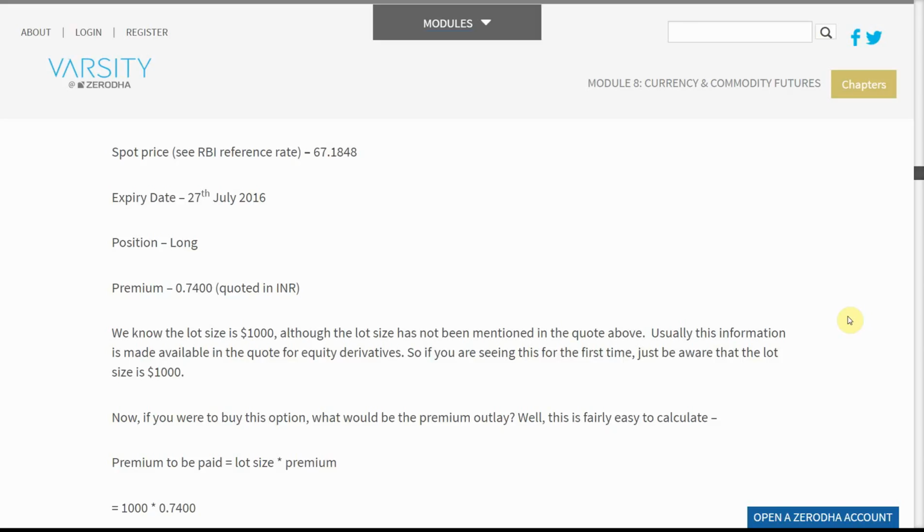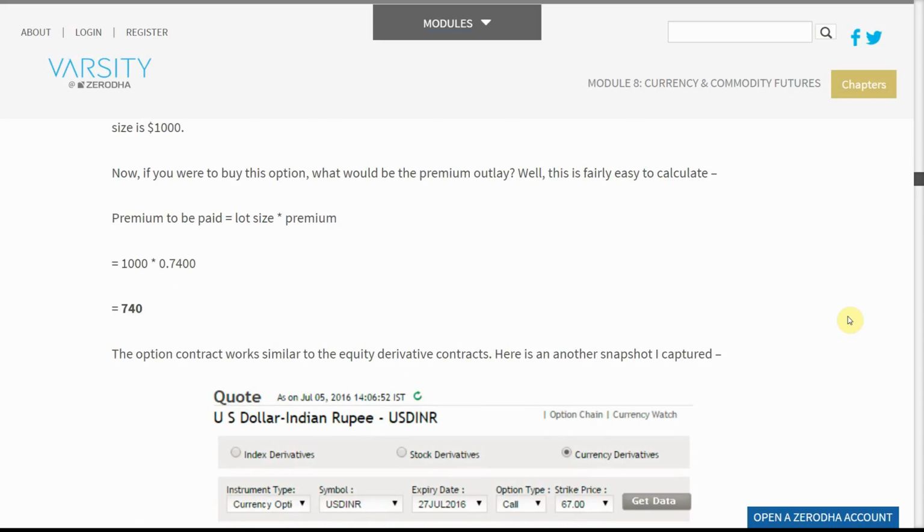We know the lot size is $1,000, although the lot size has not been mentioned in the quote above. Usually this information is made available in the quote for equity derivatives. So if you are seeing this for the first time, just be aware that the lot size is $1,000. Now, if you were to buy this option, what would be the premium outlay? Well, this is fairly easy to calculate. Premium to be paid equals lot size asterisk premium equals 1000 asterisk 0.7400 equals 740.